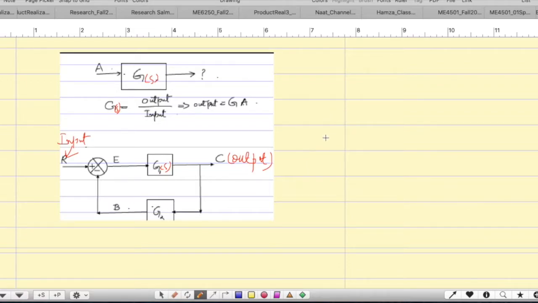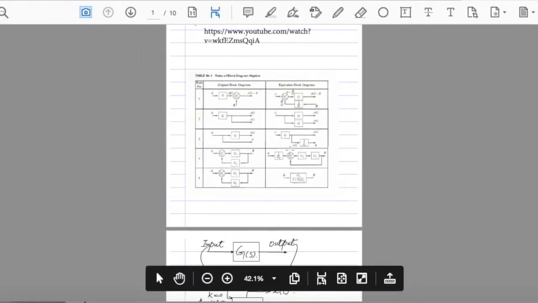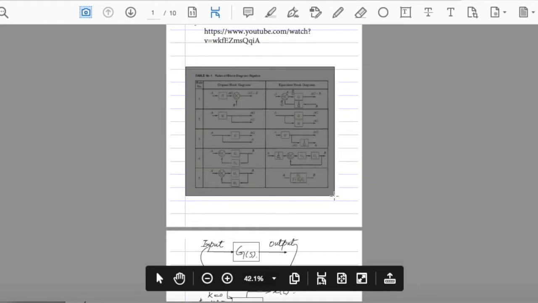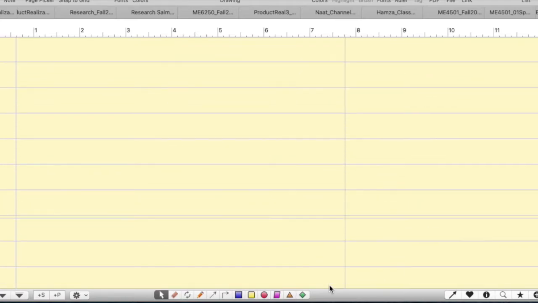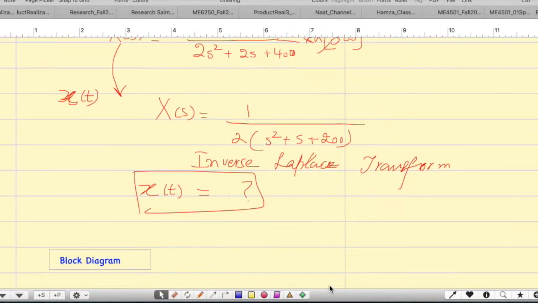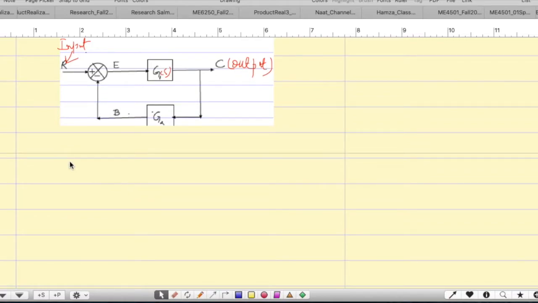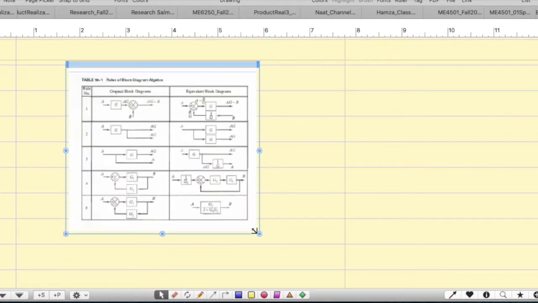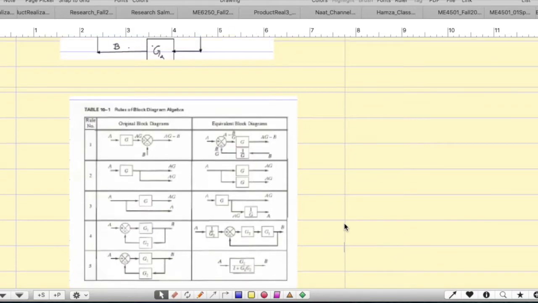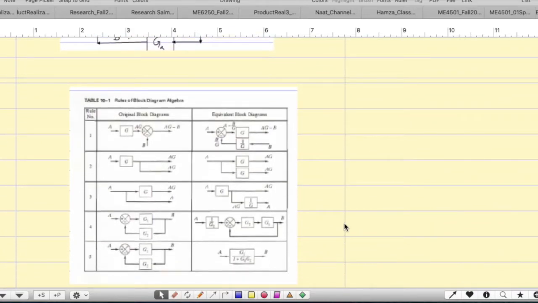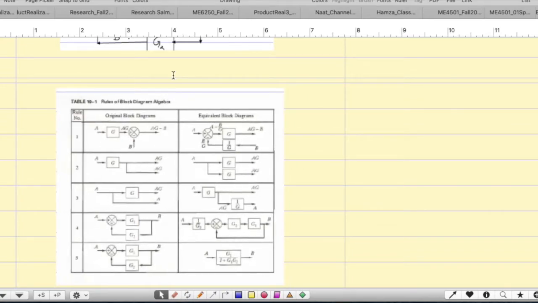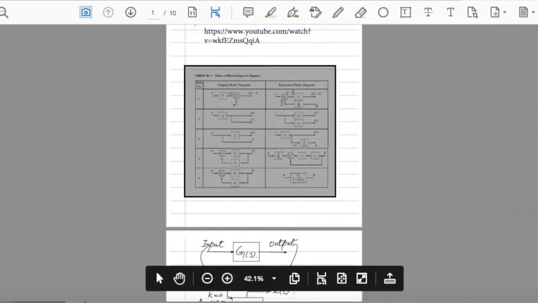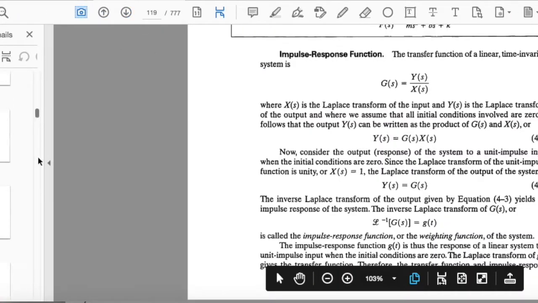So let's do this. Before I teach you this one, I want to show you something, the block diagram algebra from our Ogata book. This is a table which tells us how the signal comes into the transfer function. Signals are the arrows, and this is not a clean picture, let me pull up the clean picture from the Ogata book.